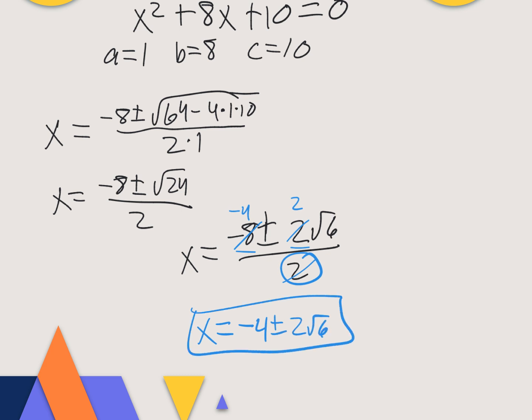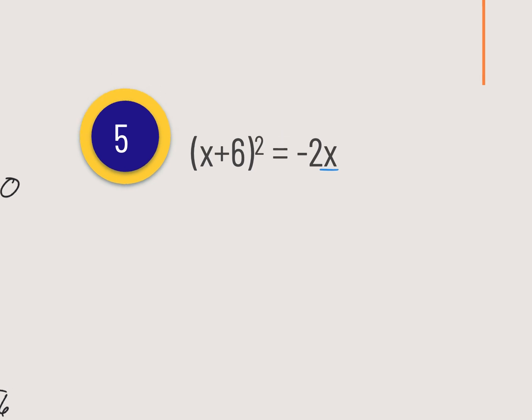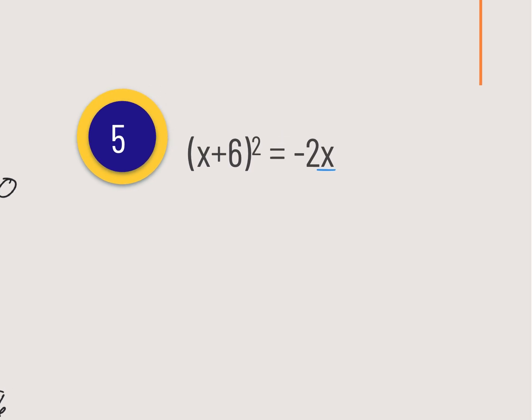All right, and then let's try one more. All right, now let's try number 5. You might want to, because of the way it's written, square root both sides, but you can only do that if you have a constant on the other side of the equal sign. In this case, we have an x with it. So, since we're on the topic of using the quadratic formula, let's FOIL x plus 6 and x plus 6, and then move the negative 2x to the other side. All right, so let's FOIL this.